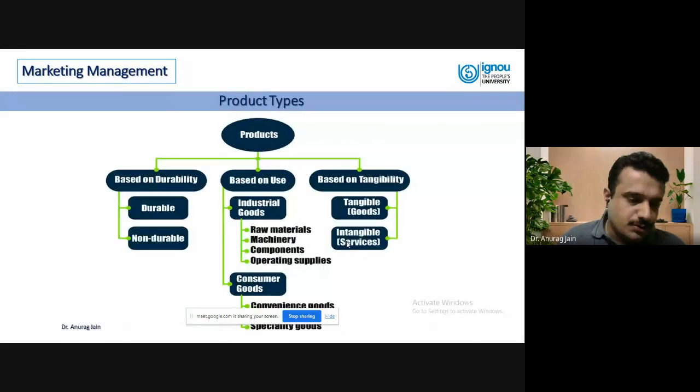Moving ahead, we will be talking about what types of products can be available in the market, right? And the products can be divided into 3 major categories.